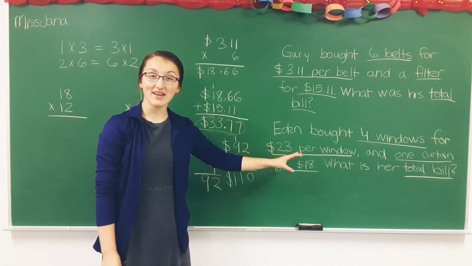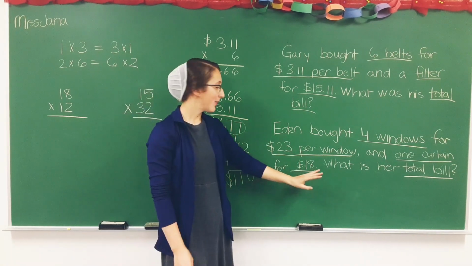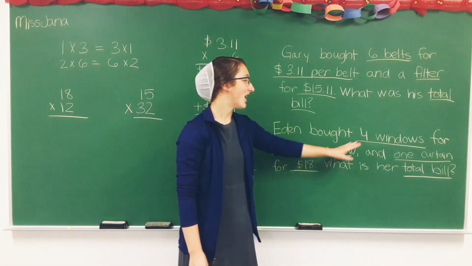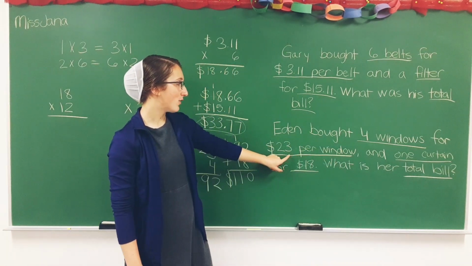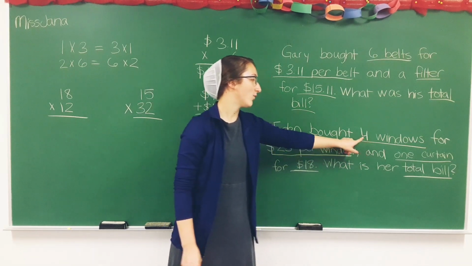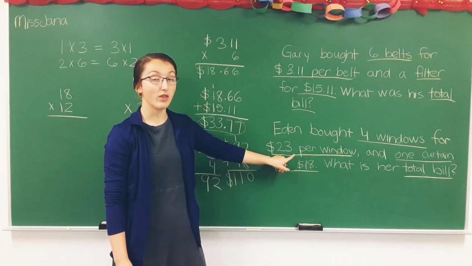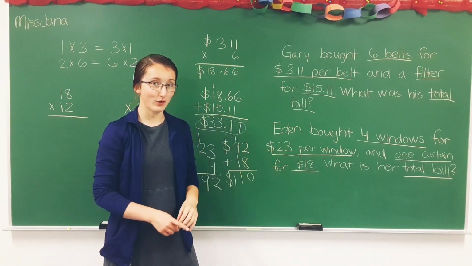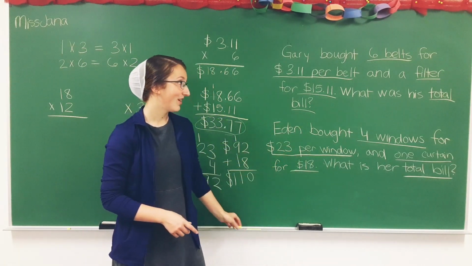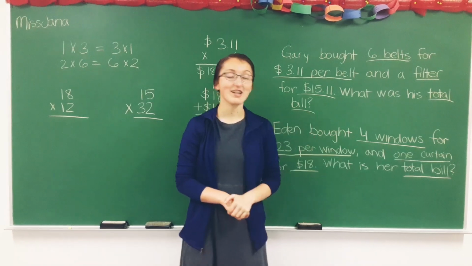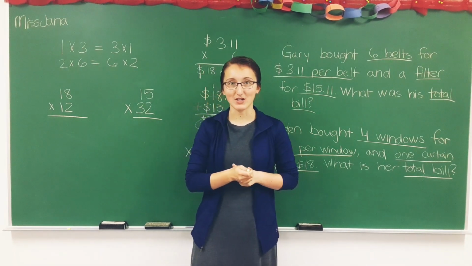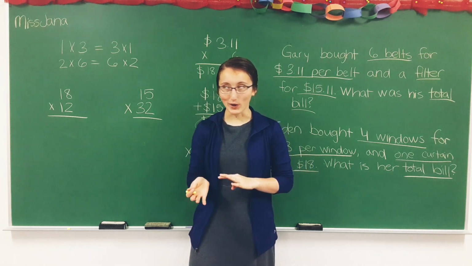Does this make sense? You need to first underline the clue words in the story problem and multiply. If you have 4 windows times $23 per window, then you can add up all the items for the total bill. So this is the first lesson. Do the first page on 153, and then flip to the next page, 154.